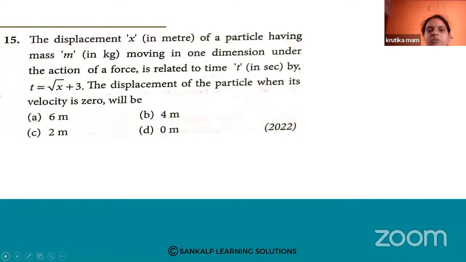There's actually no need to solve this. So like that only we can answer. Because they have said the displacement of the particle when its velocity is 0. So if the velocity is 0, obviously we can guess that the displacement is also 0, right? Or else if you didn't understand, you can prove it also.